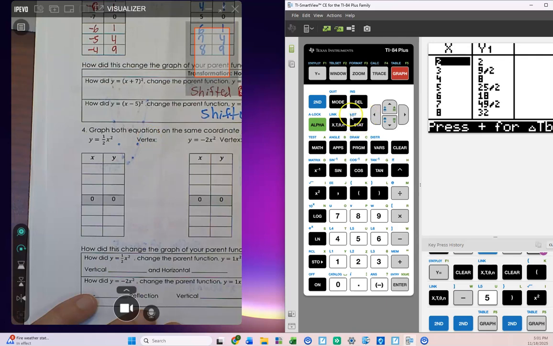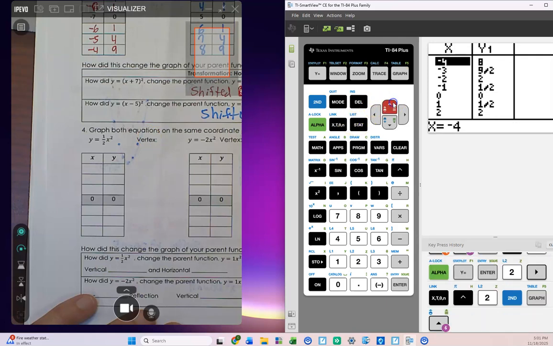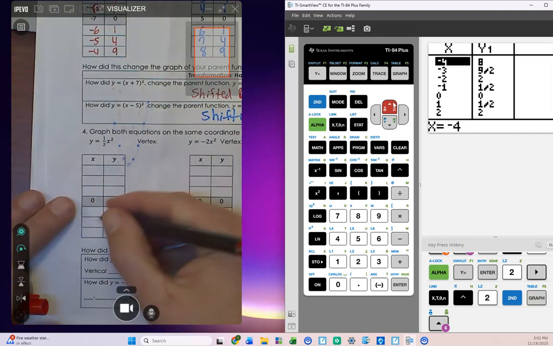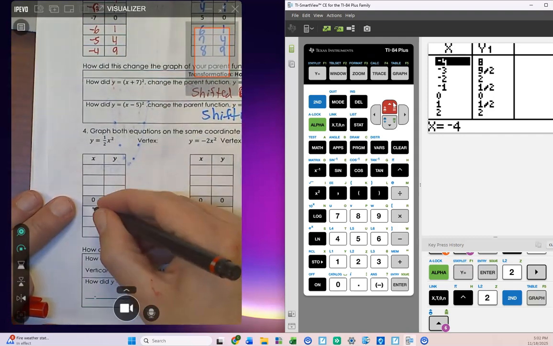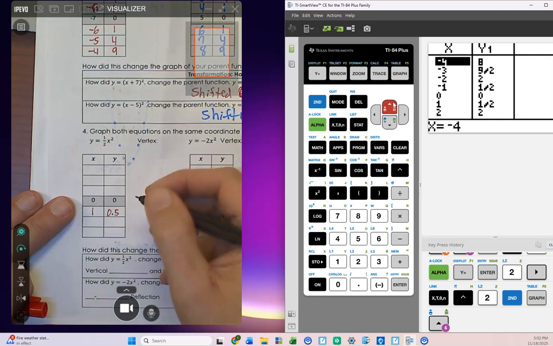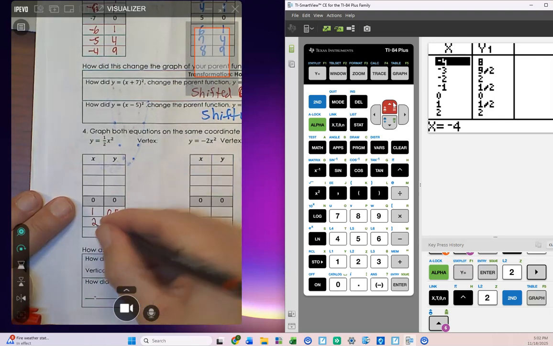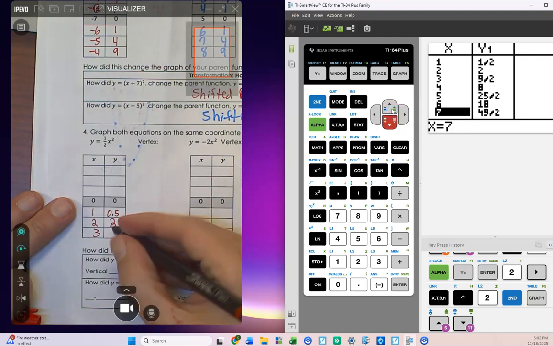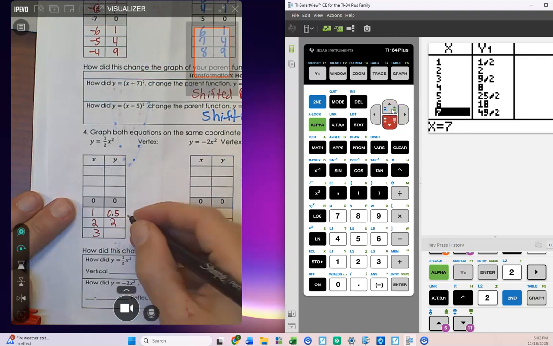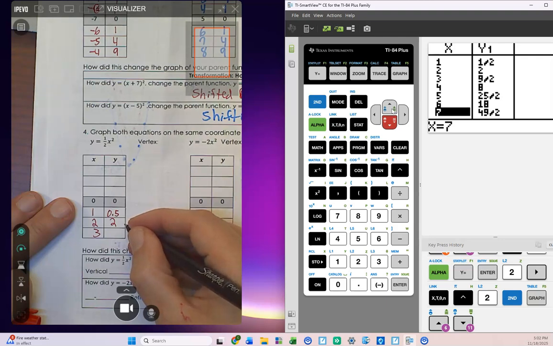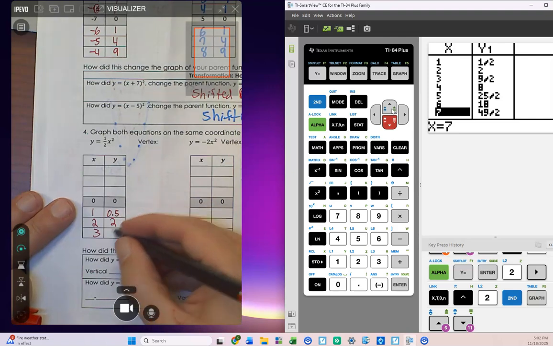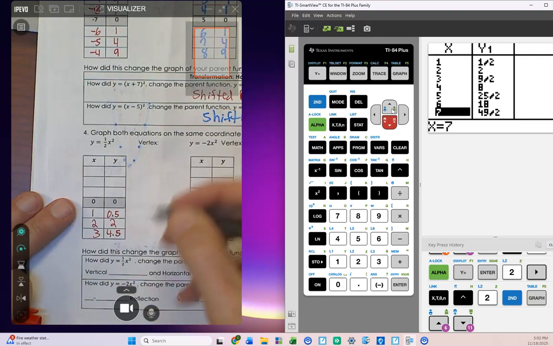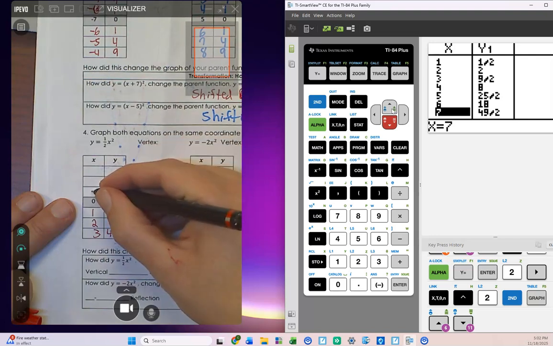All right, so we got (0, 0). We got (1, 1/2). Got (2, 2). (3, ...). Half of 3 squared would be half of 9, that'd be 4.5. And then there's symmetry.